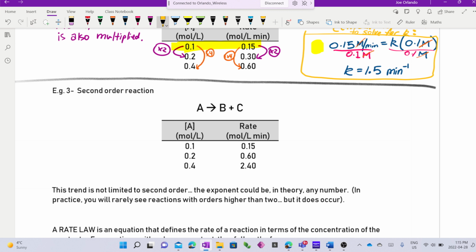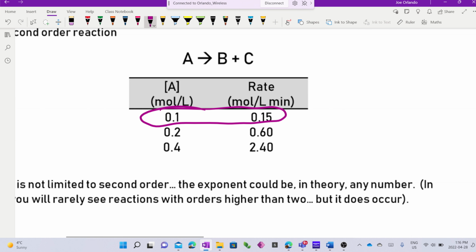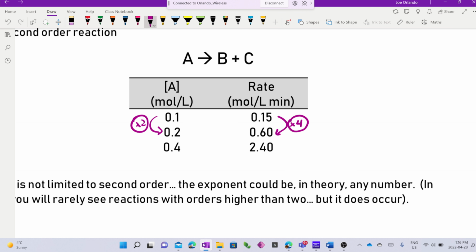In this case, we do the same thing. We set up our reaction, and I run it for the first time, and lo and behold, just like the last time, when I run this one for the first time, what's the rate? I start with the concentration of A equals 0.1, and the rate is 0.15 molar per minute. Very good. But then this time, I double the concentration of A, and what happens? You quadruple the rate. It gets 4 times bigger.